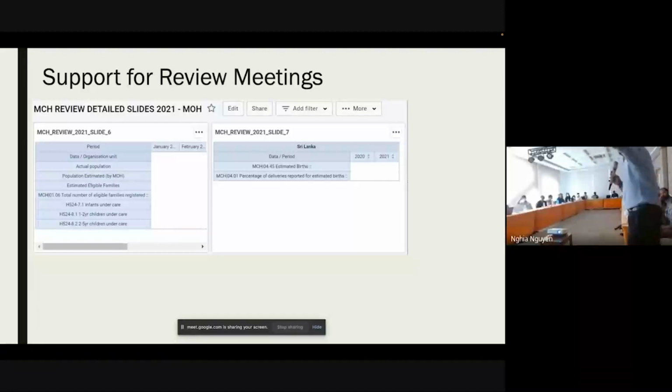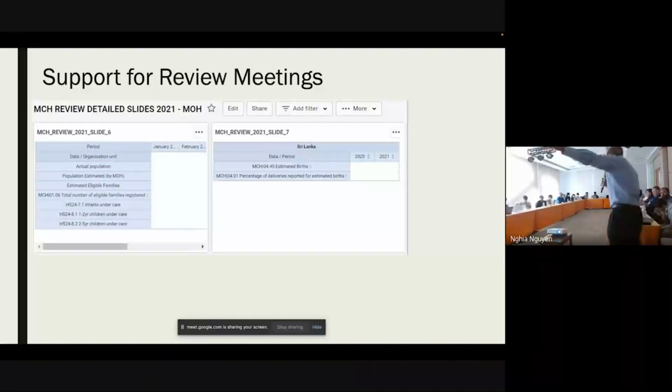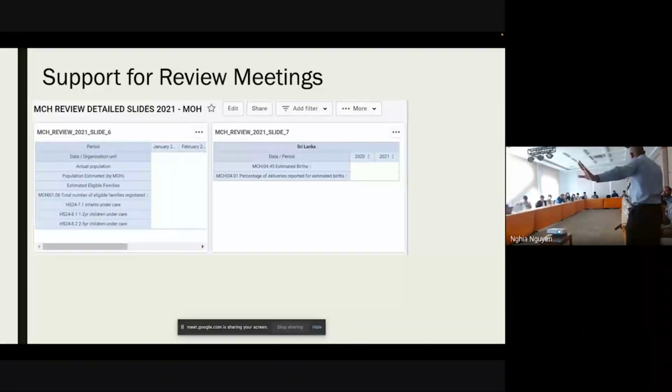Now, if you can see these dashboard items, see here, the MCH review 2021, slide 6, 2021, slide 7. What these people actually do is, in these data review meetings, they are supposed to prepare a PowerPoint and present it so that everyone can see and comment, right? So to facilitate the matter, we created some dashboards in DHIS2 with some template favorite items. They are just supposed to download them and put them in the PowerPoint, because we tried to change them, like don't use PowerPoint, just use DHIS2, but it's not that easy, right?